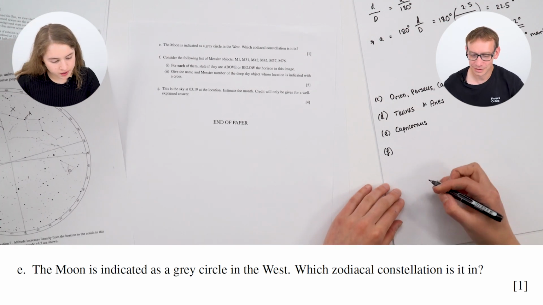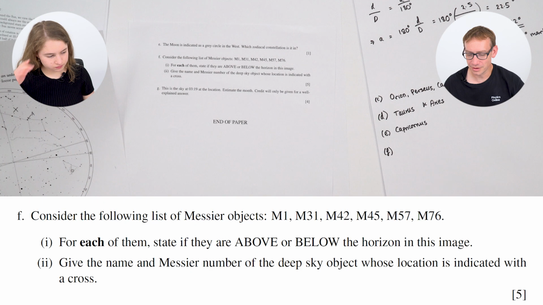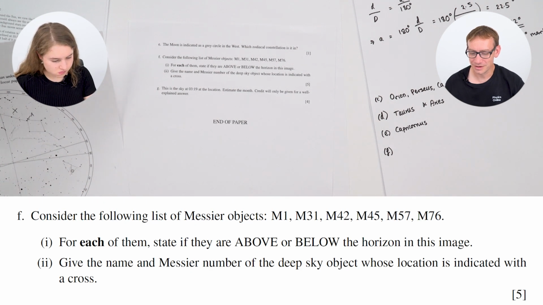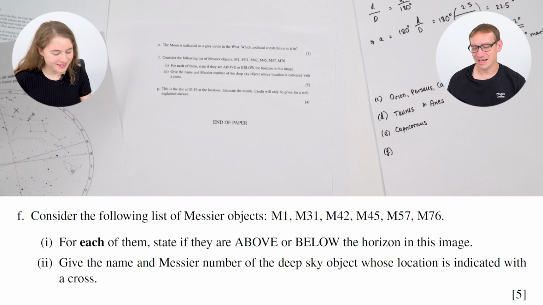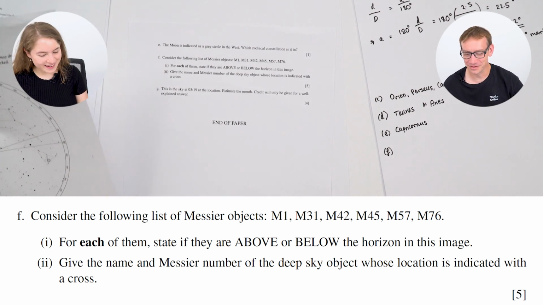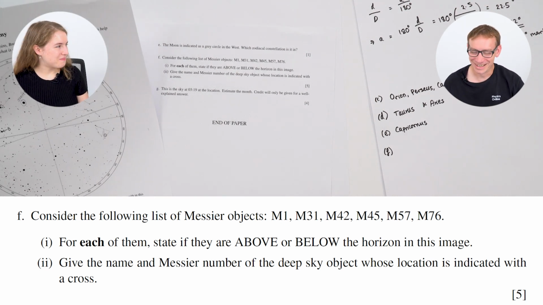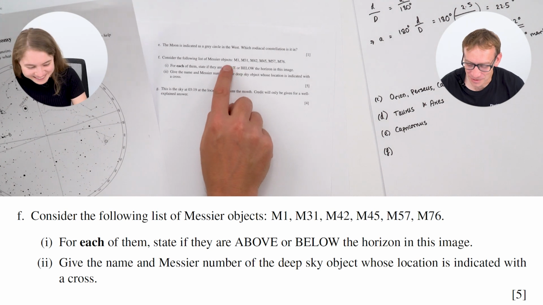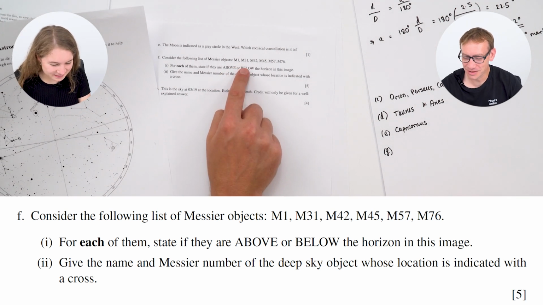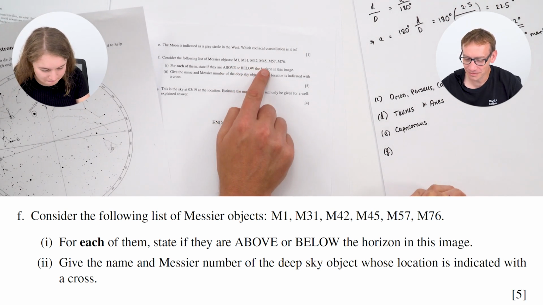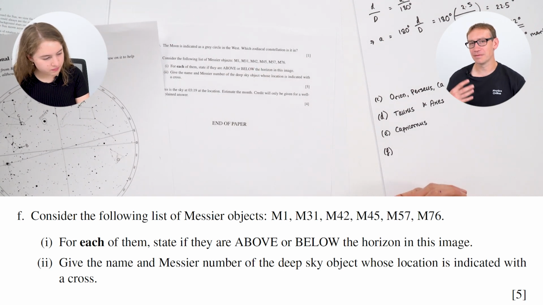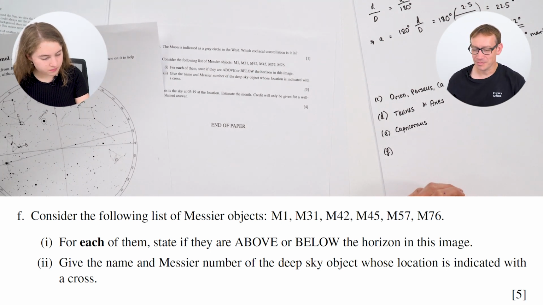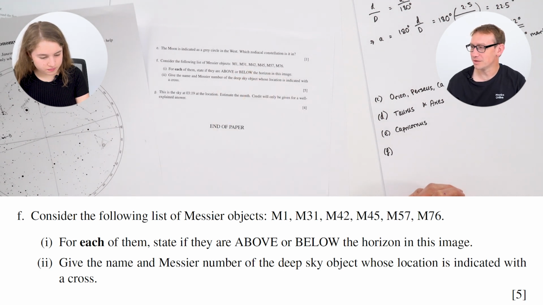Cool. So part F. You've got these Messier objects. Messier sounds better. French astronomer. So we've got these objects here: M1, M31, M42, M45, M57, M76. And again, some of these numbers seem familiar from the first part with the Astro Challenge. So I guess there are a few more that you need to know for this paper.